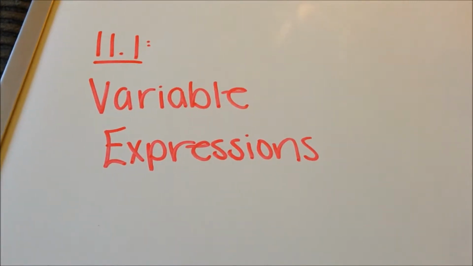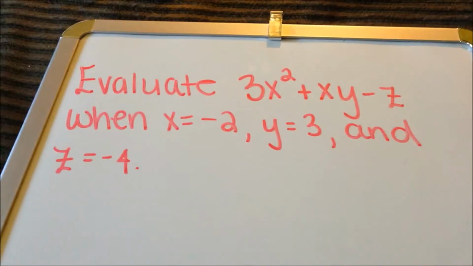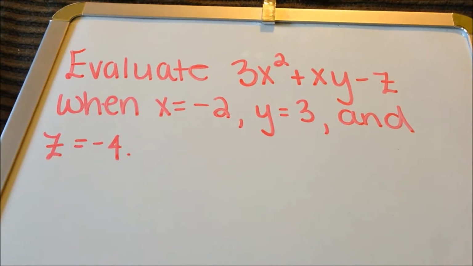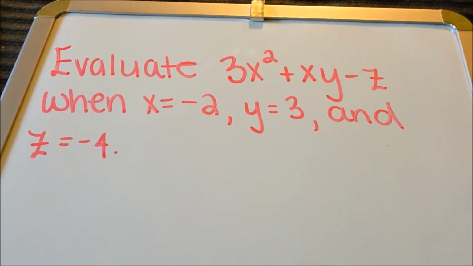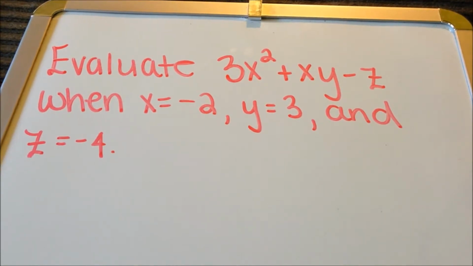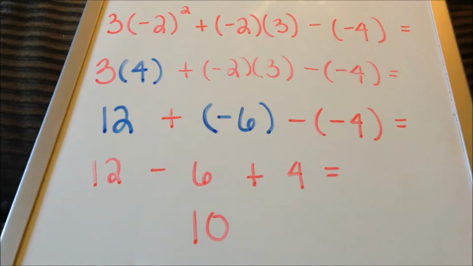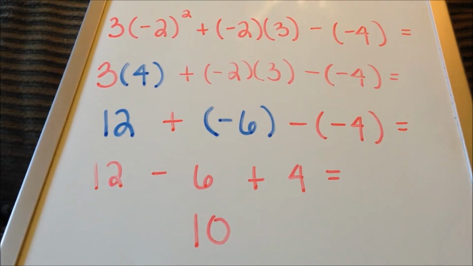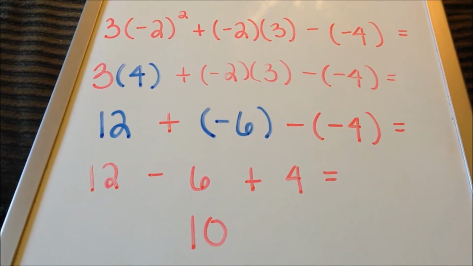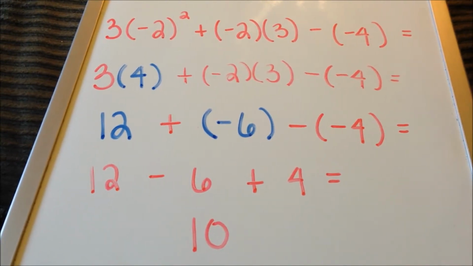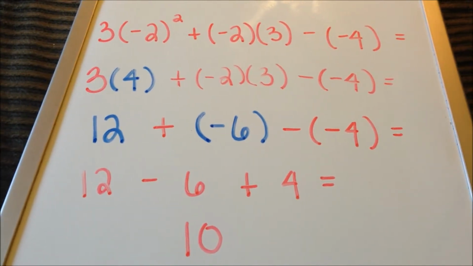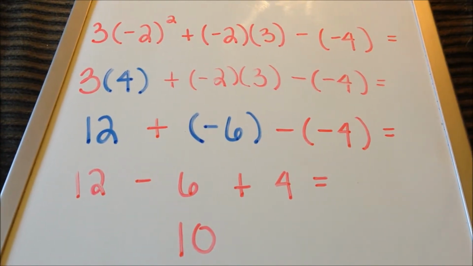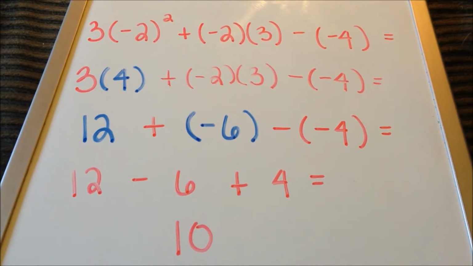Section 11.1, Variable Expressions. Evaluate 3x squared plus xy minus z when x equals -2, y equals 3, and z equals -4. The first step would involve plugging in -2 anywhere you see an x, 3 anywhere you see a y, and -4 anywhere you see a z.